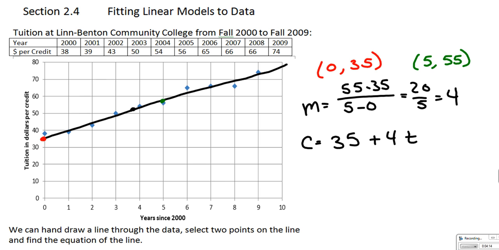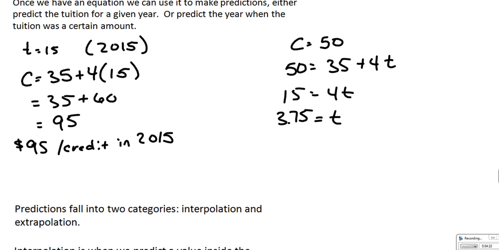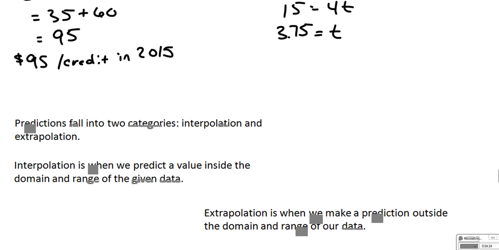When we make predictions, they fall into 2 different groups, what we call interpolation and extrapolation. Interpolation is when we predict the value inside the domain and range of the given data. So our solution that in 2003, 2004, tuition was approximately $50 per credit, those input and output values are within the domain and range of the given data we started with. That's an interpolation, and we got a fairly accurate estimate for that.